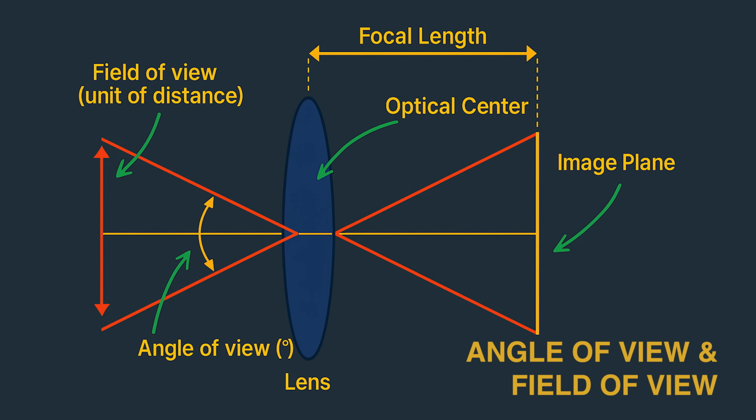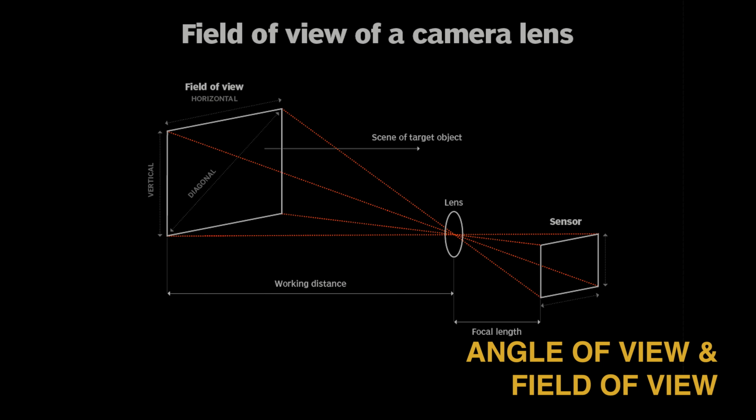It's the degree of area captured by a lens and sensor combination. It's fixed for a given lens and imager size. Field of view is physical. It's the measurable height and width of the scene captured at a certain distance, often expressed in feet or meters.